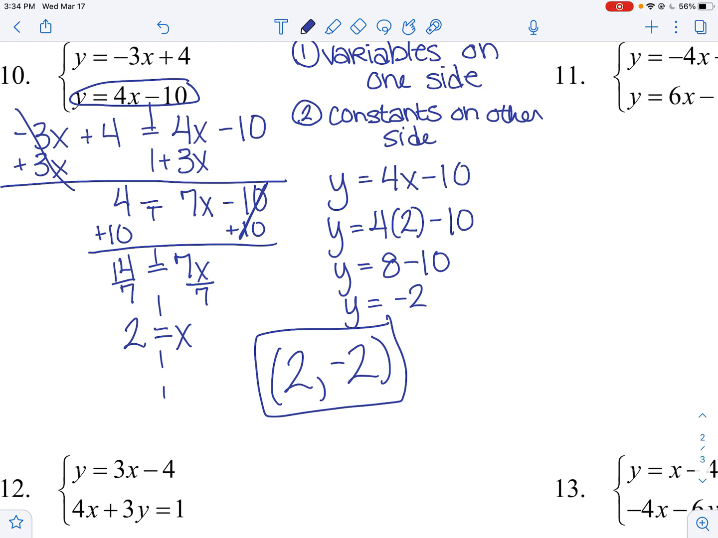Okay, there's a little more work to these than what we were doing yesterday, but you can definitely get this, and you're going to get plenty of time to work on it.